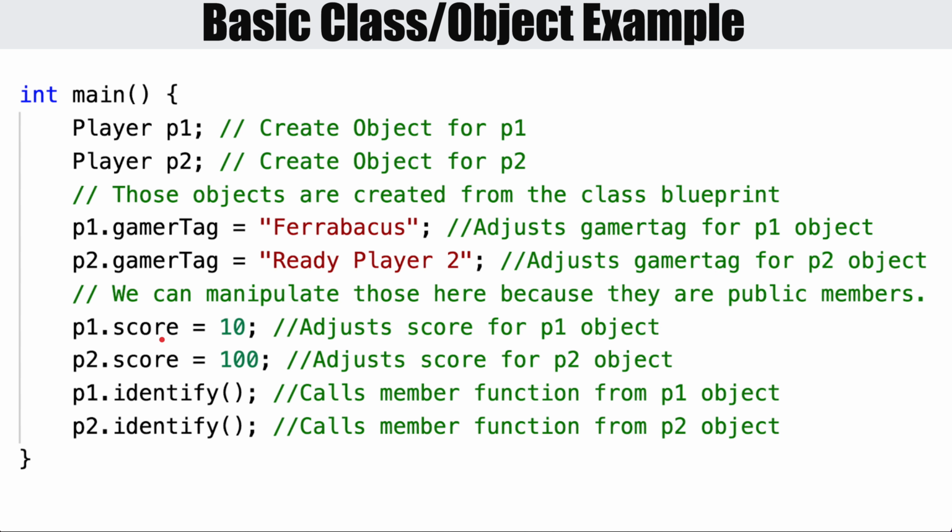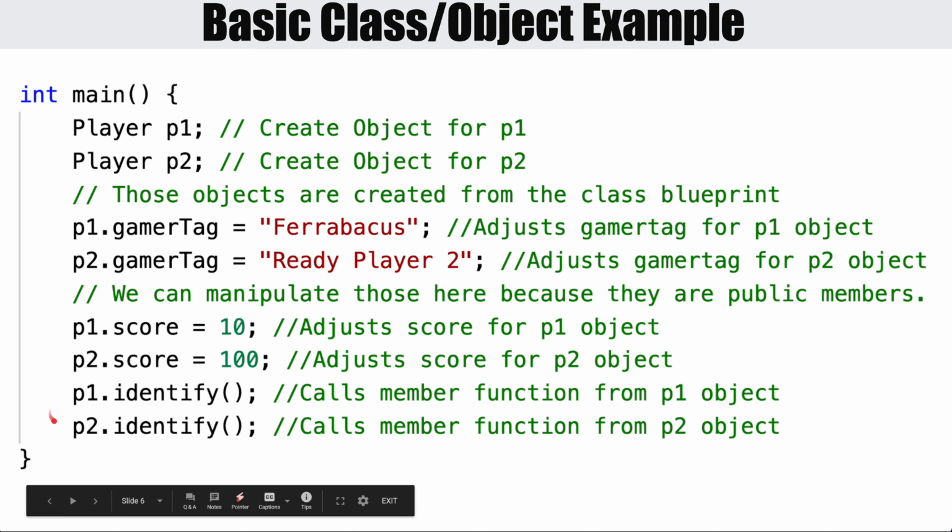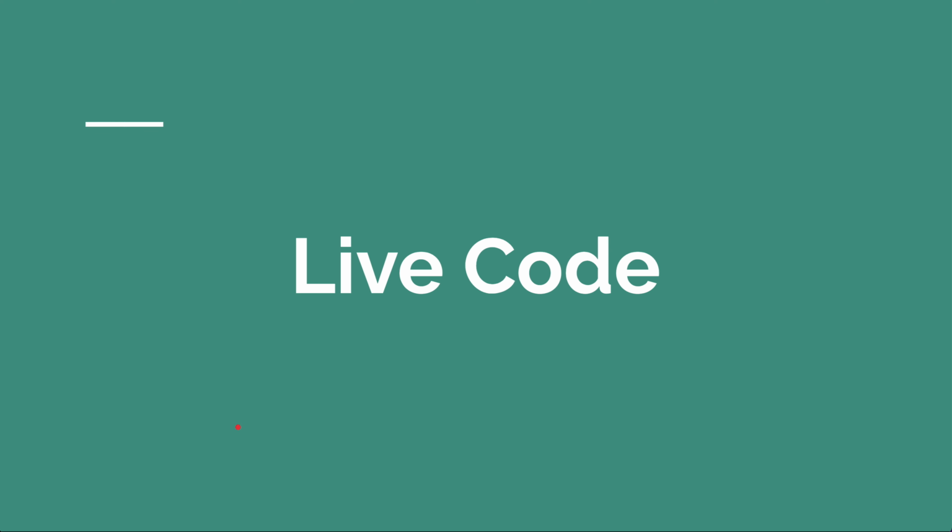Okay, and now look, we can manipulate these again. We got player 1 score is equal to 10, player 2 score is equal to 100. And then we can call those functions and they're going to print out separate things. Okay. So let's dive into an example and see what this looks like.